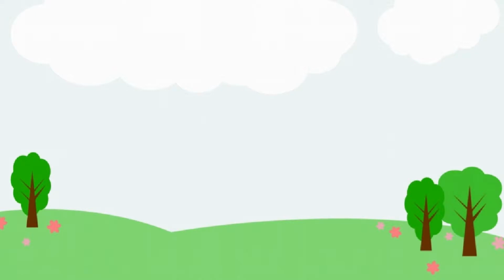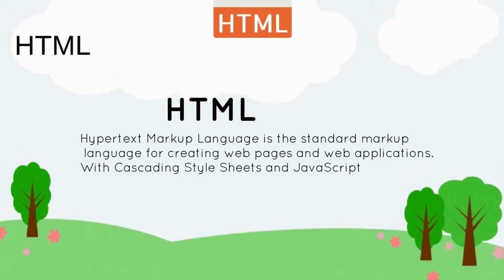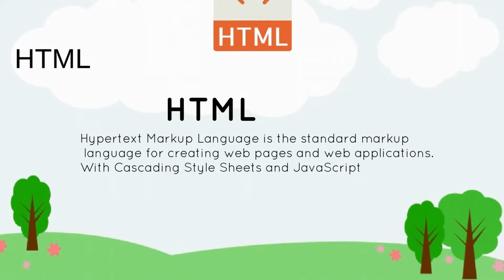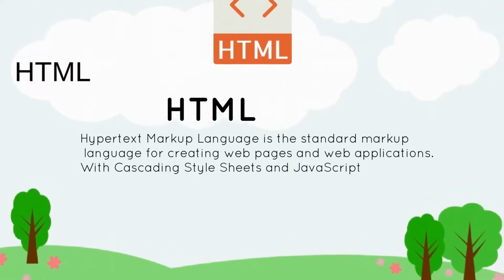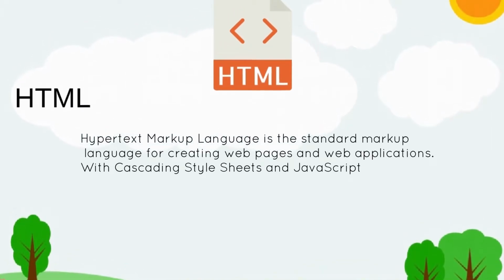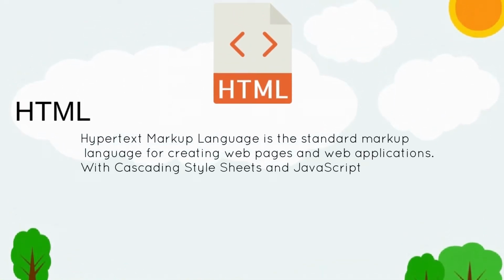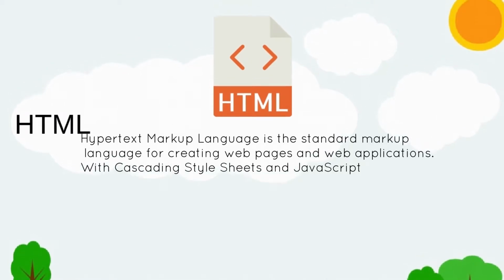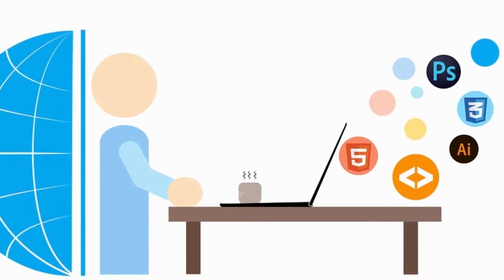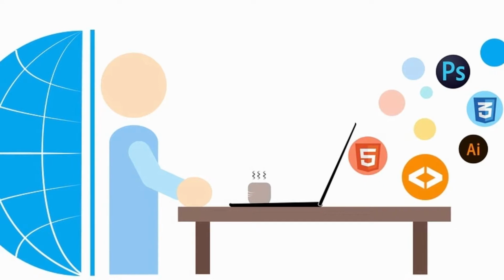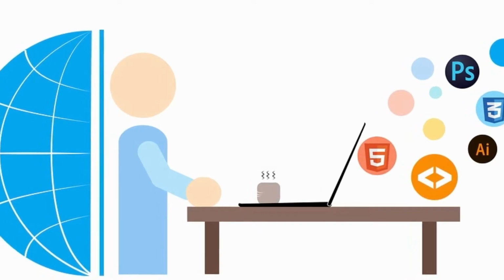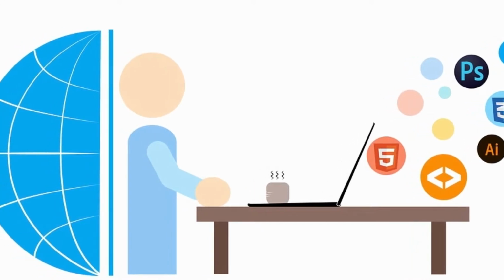So let's know about HTML. HTML is Hypertext Markup Language for creating web pages and web applications, along with Cascading Style Sheets and JavaScript. That means every web page and website you see on your browser is made with basically HTML and CSS. This is a markup language.